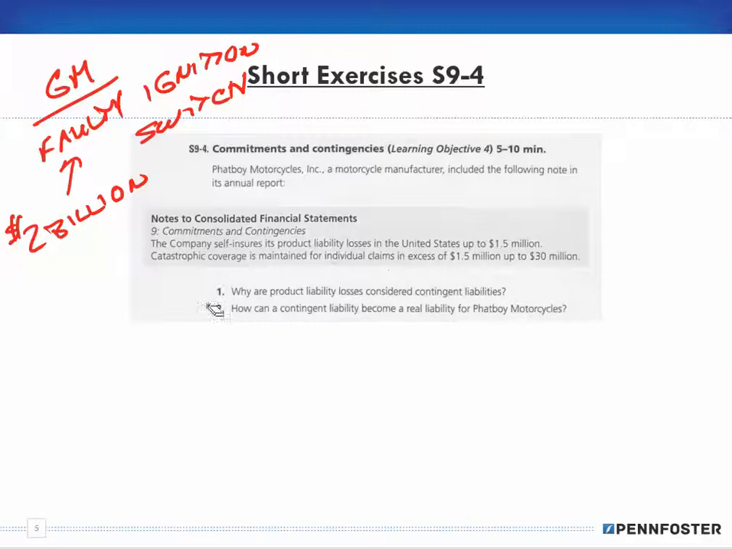All right, so to continue on with this, this gives you an idea as to how contingencies work. So the second question says, how can a contingent liability become a real liability for Fat Boy Motorcycles? The contingent liability can become a real liability if the user of a Fat Boy product suffers a loss for which the company is responsible. That's just like these 5,000 vehicles, where for 500 of them the faulty ignition switch actually affects them and they produce the lawsuit. So hopefully you understood that. Go back and watch it again. Remember, it's about a past event.